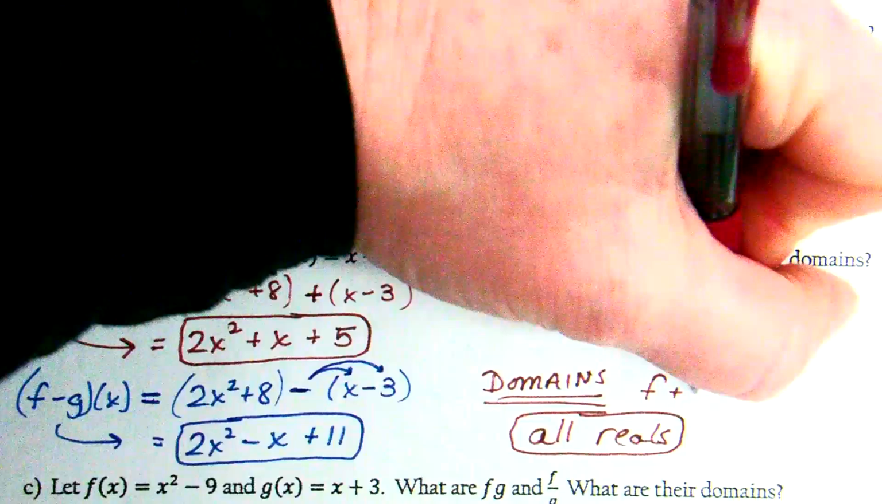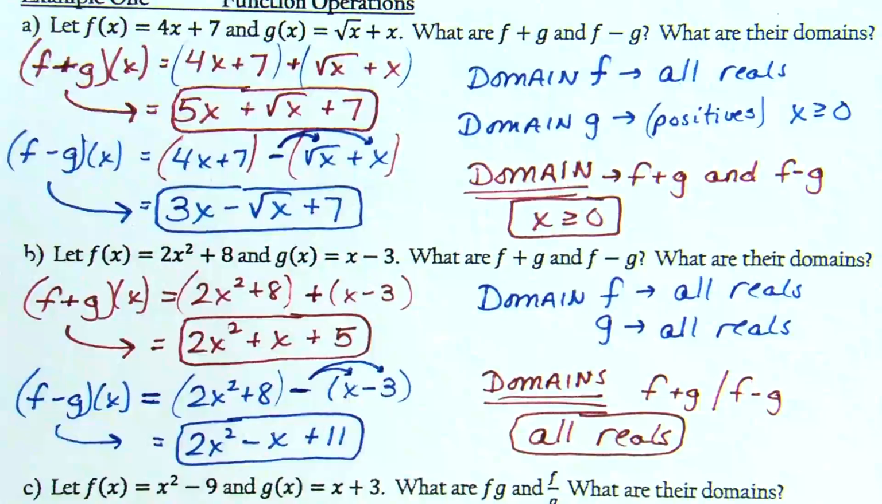I can't remember if MathXL does anything different on that or not. So f plus g and f minus g, all reals.